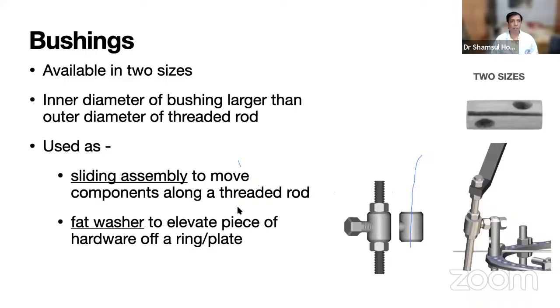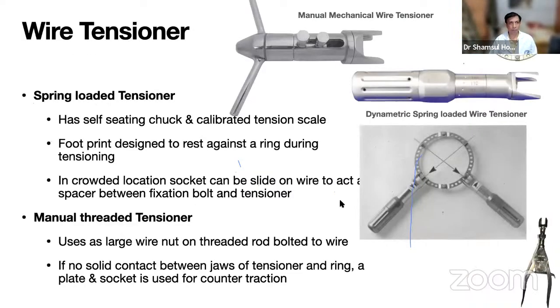Then we have bushings available in two sizes. The inner diameter of bushings is larger than the outer diameter of the threaded rod. Use a sliding assembly to move the components along the threaded rod. Add a fat washer to elevate toward pieces of hardware of ring or plate. These are the bushings of a different use, less commonly but used in many places also.